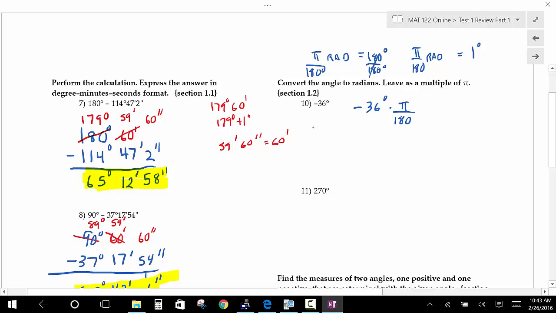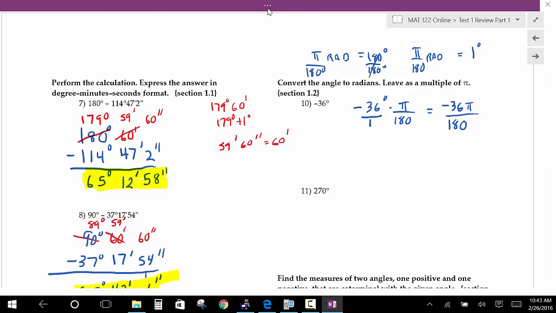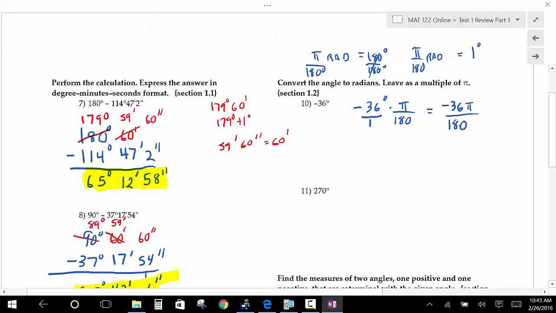Okay, so it really just becomes an exercise in reducing. I'm going to put that over 1. If you multiply straight across, that's going to be negative 36 pi over 180. And then we just need to consider how we would reduce that fraction. You can reduce the fraction in 1 step or 2 steps or whatever it takes.